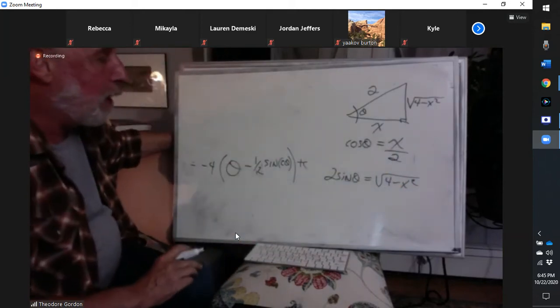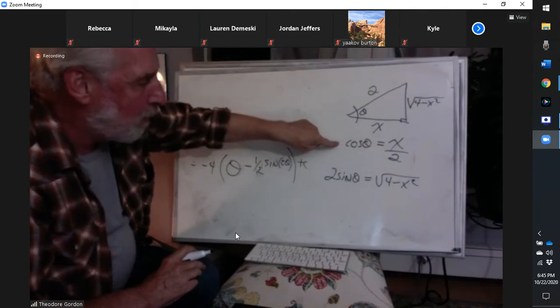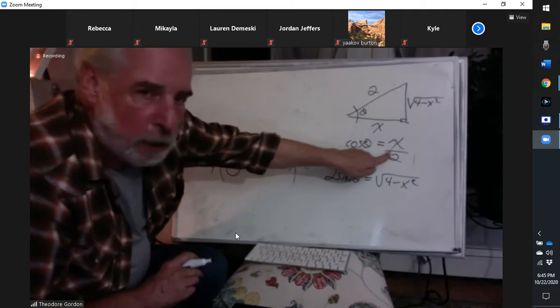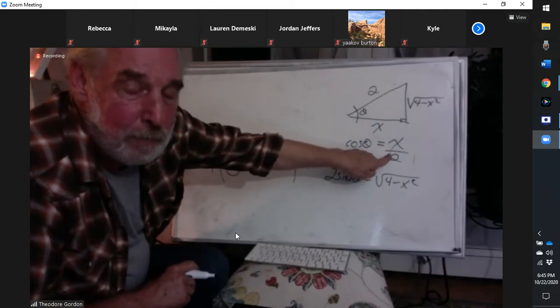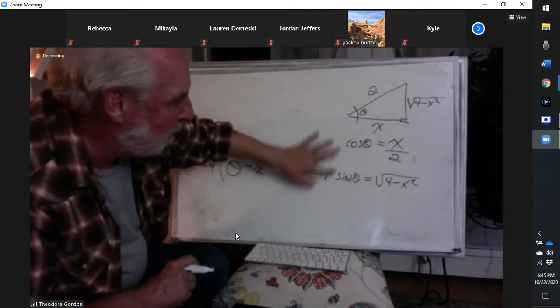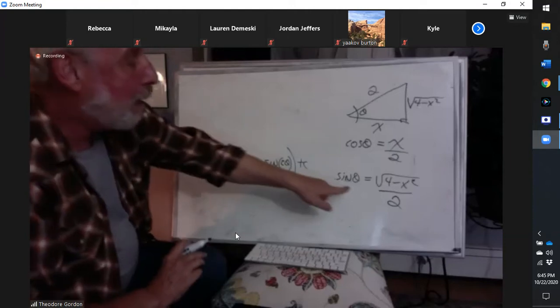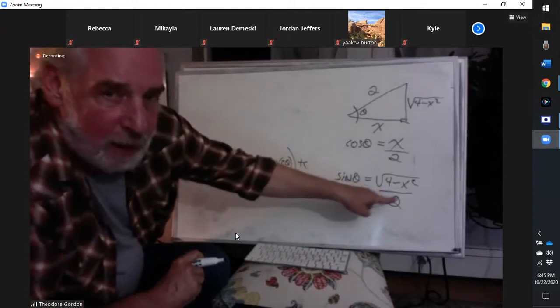So the cosine of theta is equal to x over 2. If we solve this for theta, we get theta is equal to the arc cosine of x over 2, right? Or, well, no, I can't do that yet, but I'm going to put this over here. Or I could solve this for theta, and I could say that theta is the arc sine of all of that.